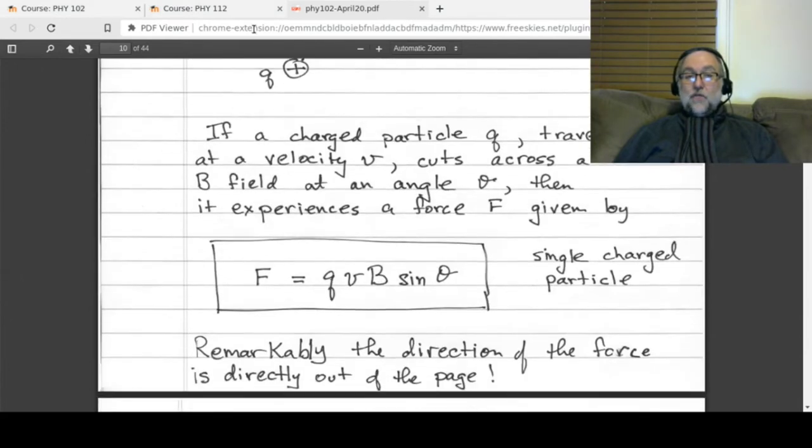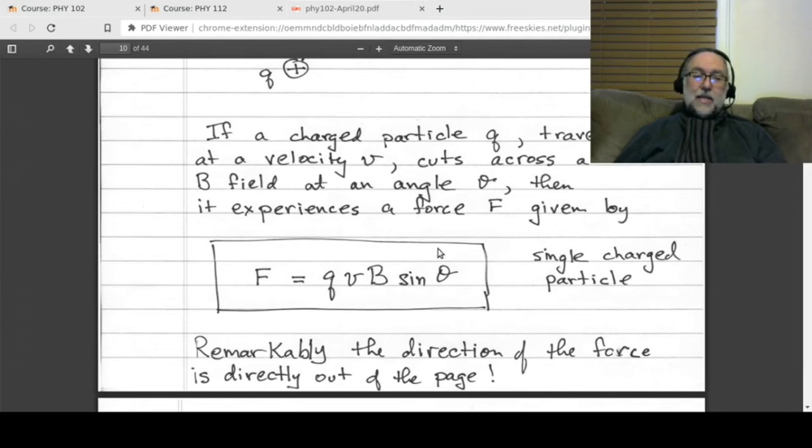What about the actual formula to calculate the magnitude of the force? Here it is. There are quite a few ingredients here. The bigger the charge, the more force there is, which makes sense, because there's more electrical substance for the field to interact with. So the bigger Q is, the bigger F is. The faster the charged particle is going, the bigger the force is. In fact, if V were zero, the force is zero. If there's no velocity, there's no force. The bigger the magnetic field, the bigger the force. All of that makes sense.